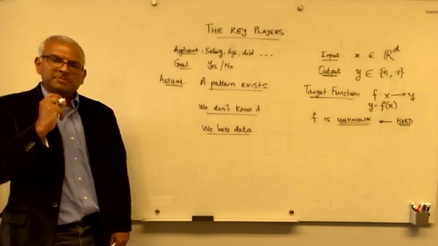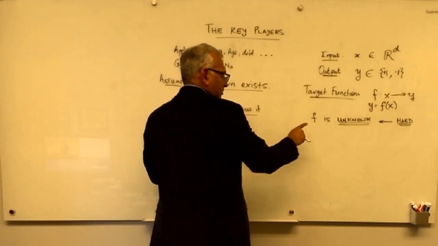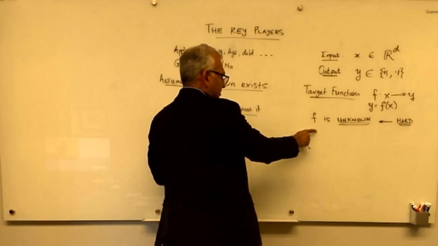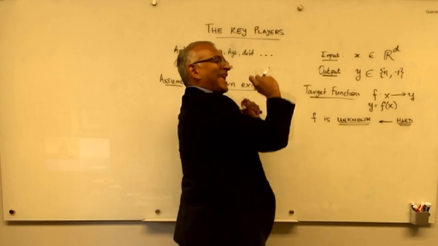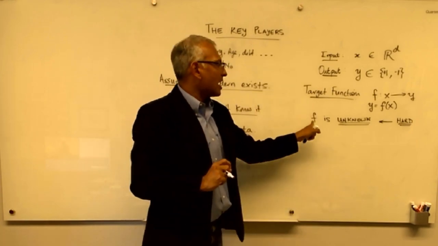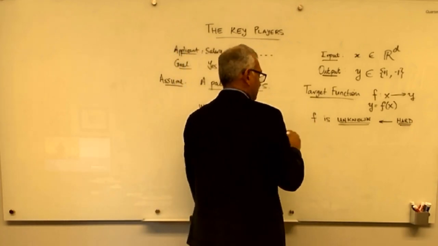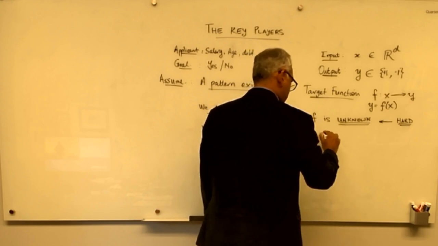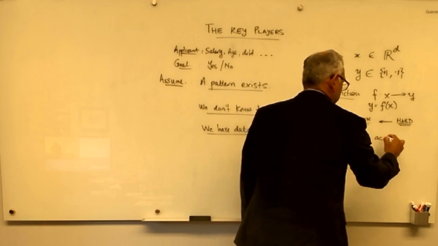And so let's pin down exactly what data is. We're going to assume that even though we don't know f, we're going to have data which consists of examples of f in action.